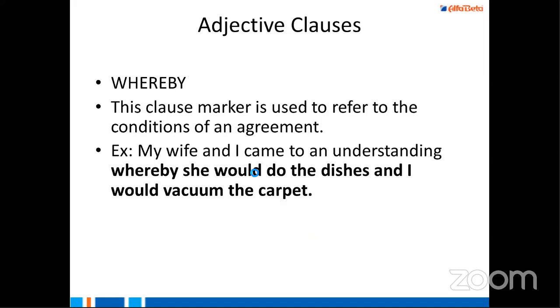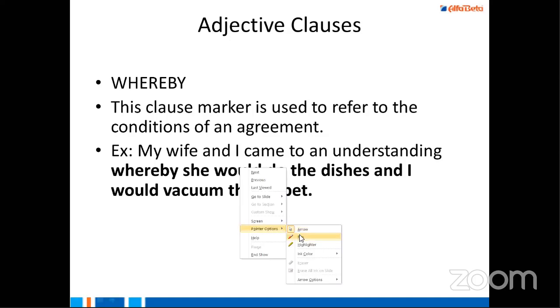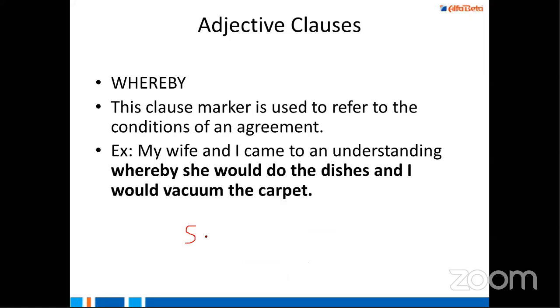Whereby is used only to describe terms and conditions of any kind of understanding. Here also you are saying, S, my wife and I, we came, O to an understanding, and then the adjective clause that describes understanding.